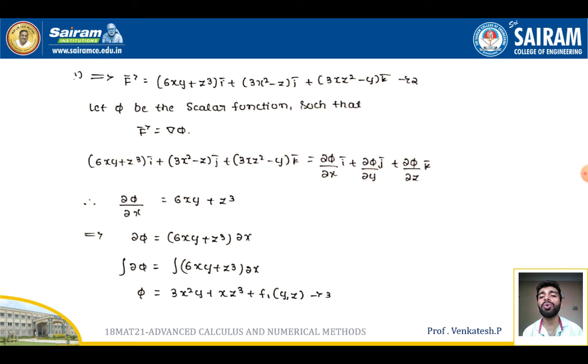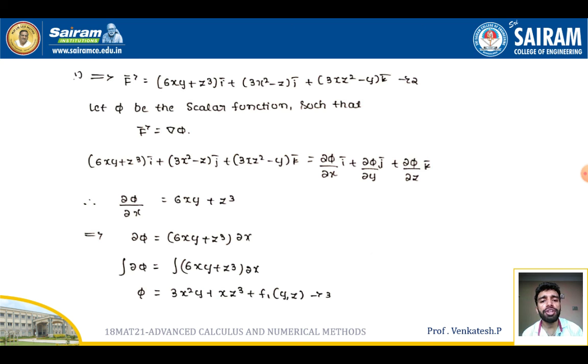That is, f = (6xy + z^3) i cap + (3x^2 - z) j cap + (3xz^2 - y) k cap. I can get it. So now I'm going to estimate the scalar function phi from the equation f = del phi. So take the f vector here, that is (6xy + z^3) i cap + (3x^2 - z) j cap + (3xz^2 - y) k cap, equal to dou phi by dou x i cap + dou phi by dou y j cap + dou phi by dou z k cap.